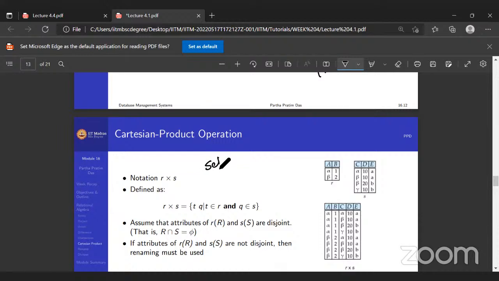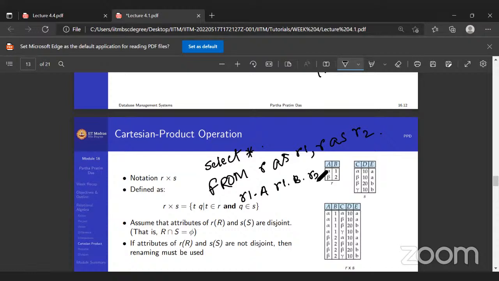So you can write select star from R as R1, comma R as R2, right? Then the columns will be written as R1.A, R1.B, R2.A, R2.B. Yeah. This is in SQL.